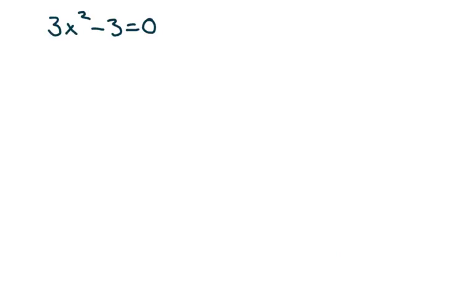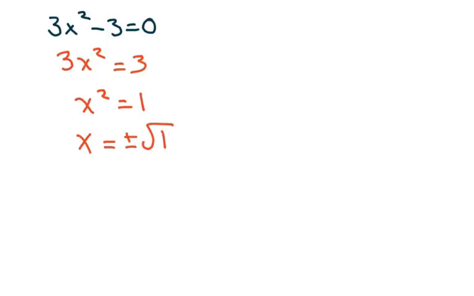Okay, the next one we have is this one. I'm going to add 3 to both sides. Then I'm going to divide both sides by 3. Square root both sides. Square root of 1 is just 1, so my two solutions are plus 1 and negative 1.